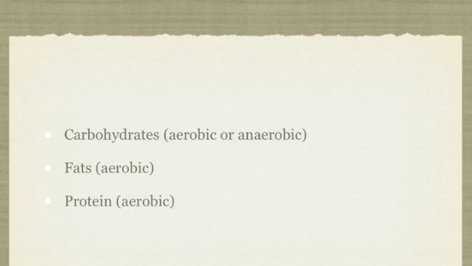So when we look at the 3 different food groups that we discussed, carbohydrates, fats, and protein, carbohydrates can be used in either aerobic or anaerobic energy production. So we can take glucose and we can produce ATP aerobically if oxygen is present, or we can also produce ATP without oxygen present, or anaerobically. Fats and protein, though, those are aerobic energy production. So to use fats to produce ATP, it has to be in the presence of oxygen.